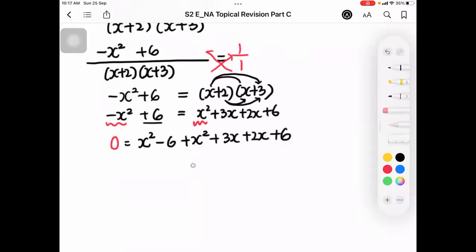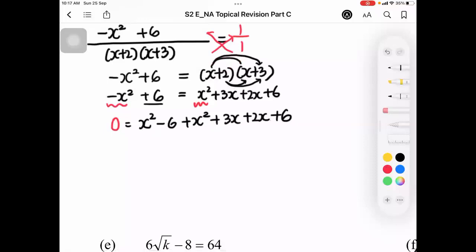Okay, so once we reach this step, quadratic equation, add all the things together. Somebody help me simplify. Alicia, how many x squared? 2x squared, followed by how many x? 5x. Yes, correct. Plus 5x. Got number? The number minus 6 and 6 cancel away, no more number. So this whole thing equals to the number 0.